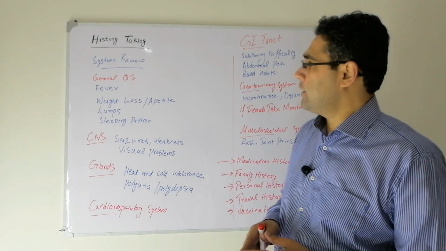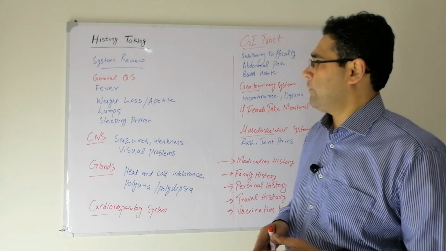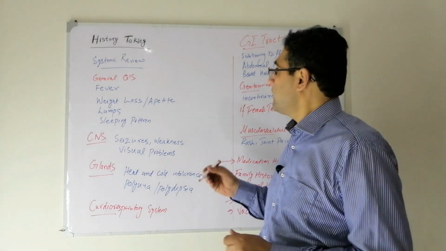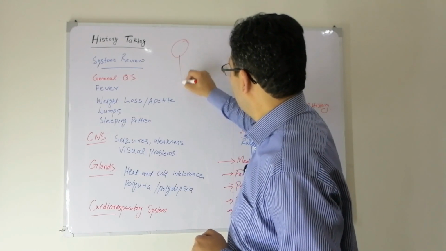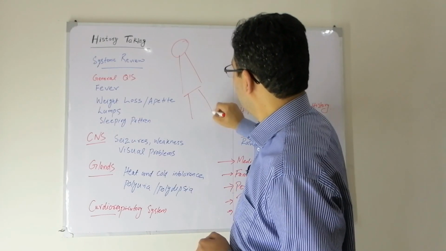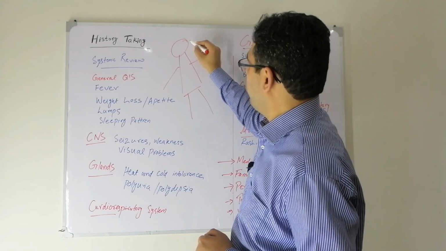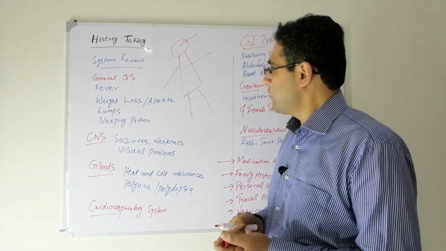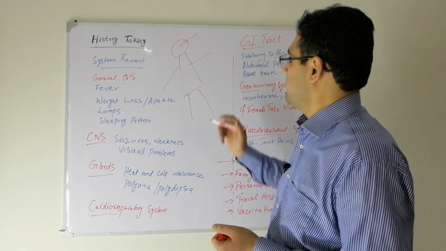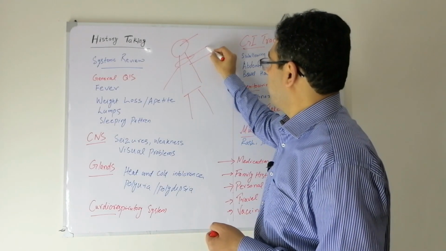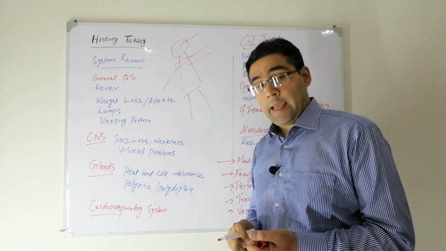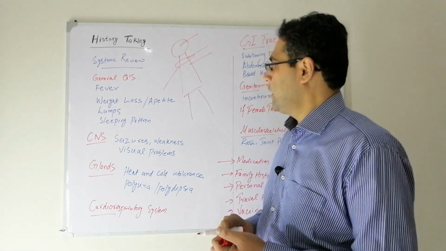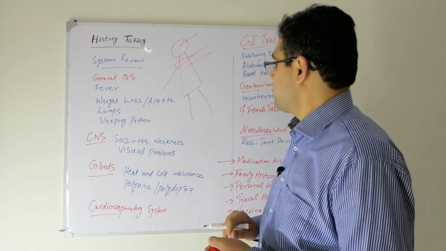In systemic review you will quickly ask the questions, and we will start with general questions like fever, weight loss, appetite, lumps and sleeping pattern. Then start from head to toe. Like from CNS, ask the patient, is there any history of headache, seizures, or any visual disturbances. Then comes the glands, like thyroid: ask about heat and cold intolerance. At the same time, ask about polyuria and polydipsia. Then comes the cardiorespiratory system.